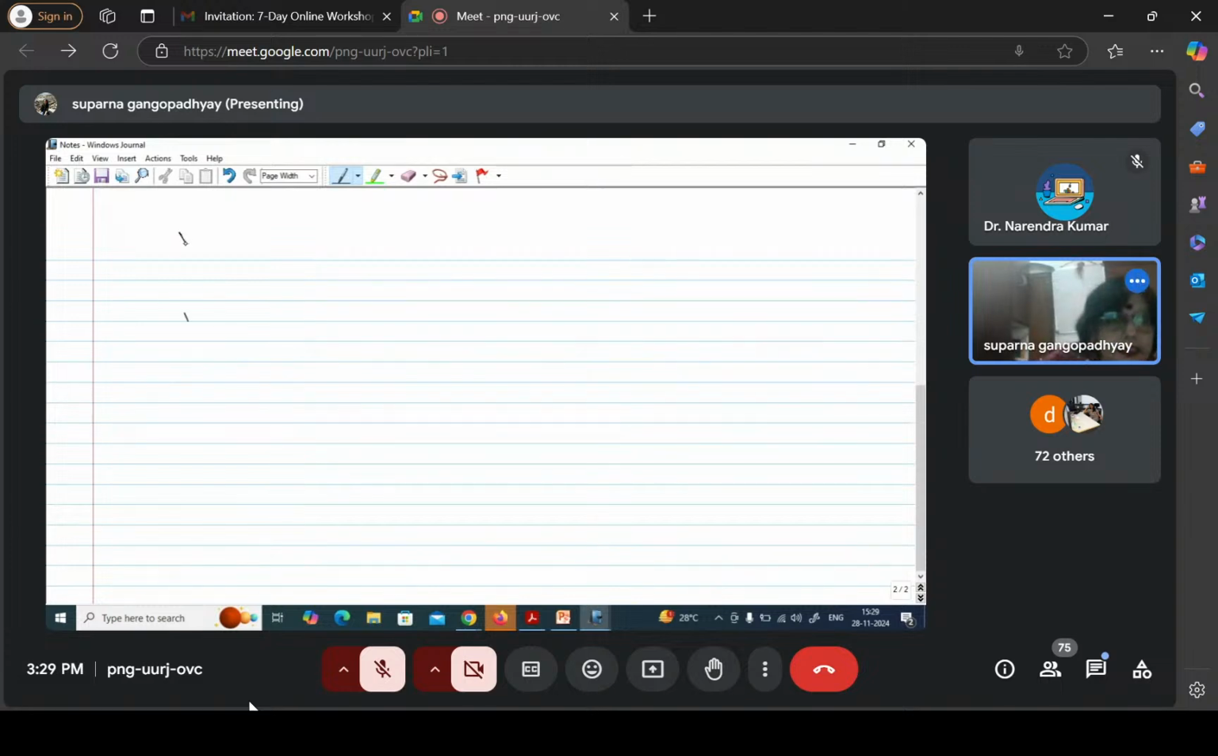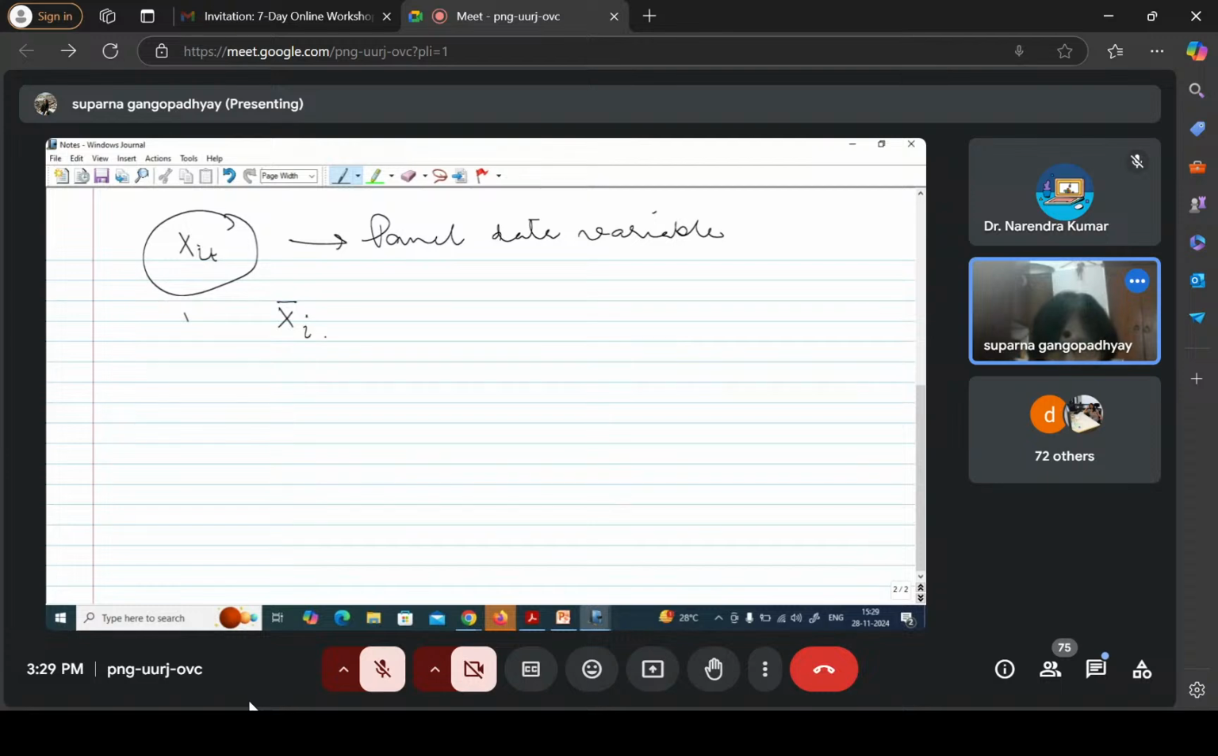My panel data variable is X_it. This is my basic panel data variable. Now, if I write X bar i dot, the dot means, as I said, over time, right? Your time is free. So I write summation of X_it from 1 to T. Then across states, that means your states are free, summation X_it by N.